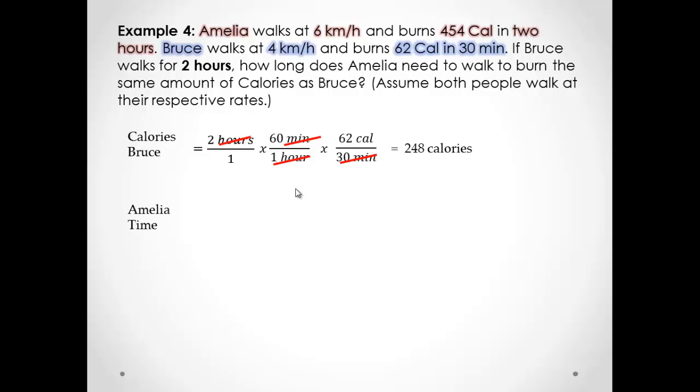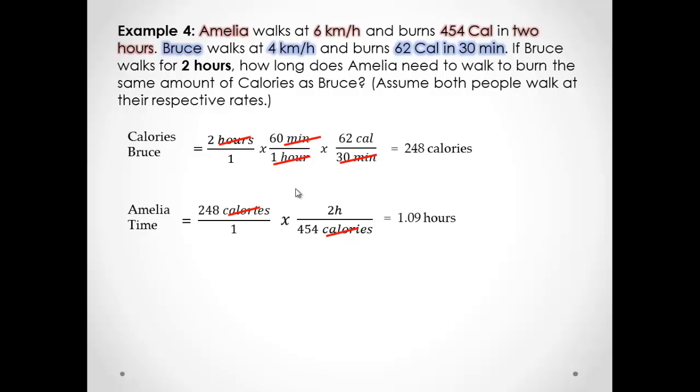But we are asked, what is the amount of time that Amelia needs to walk to burn the same amount of calories? So we will start with 248 calories, because that's what's equal. We know that her rate is 454 calories in 2 hours. So we write this upside down because we want calories to cancel out. And we see that this is 1.09 hours, and we see that the calories cancel out.